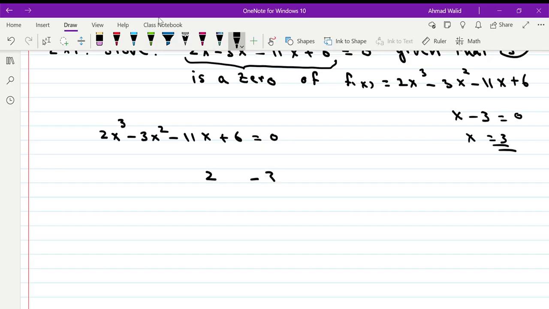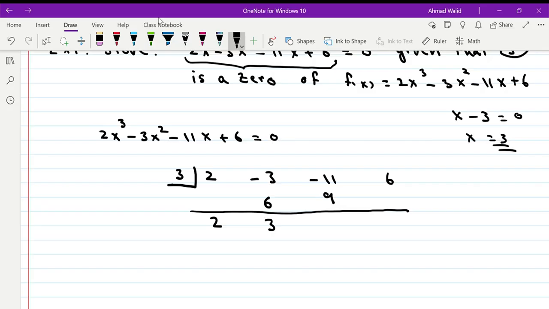2, negative 3, negative 11, positive 6, divided by 3 as a 0. Let's do the synthetic division. Immediately you can factor this. Bring down 2. 2 times 3 gives you 6. Negative 3 and 6 gives you 3. 3 times 3 gives you 9. Negative 11 and 9 gives you negative 2. Negative 2 times 3 gives you negative 6. You see, the remainder is 0.